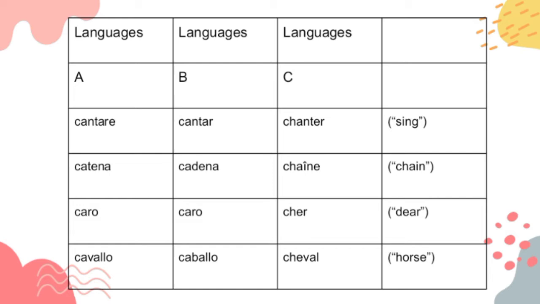Through this type of procedure, we have started on the comparative reconstruction of the common origin of some words in Italian, Spanish, and French. In this case, we have a way of checking our reconstruction because the common origin for these three languages is known to be Latin. When we check the Latin cognates of the words listed, we find cantare, catena, carus, and caballus, which confirm the A and B sound was the initial sound.